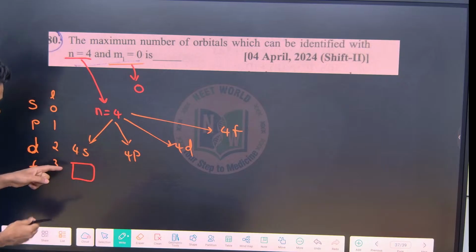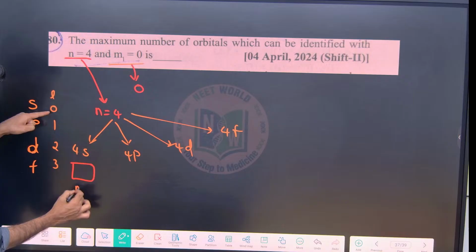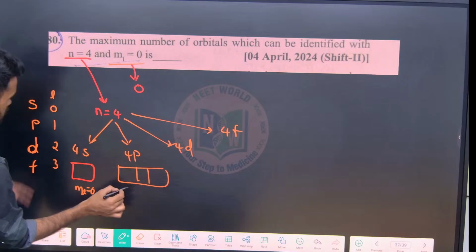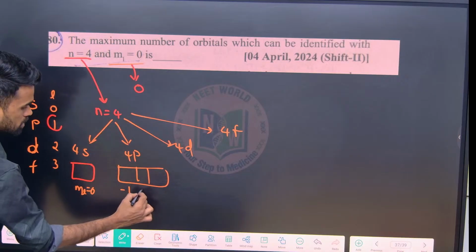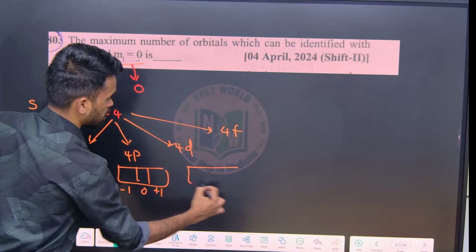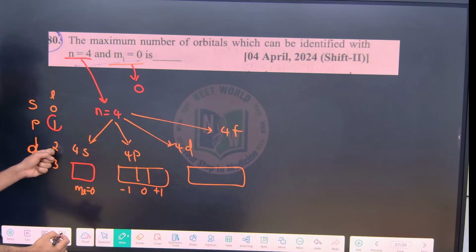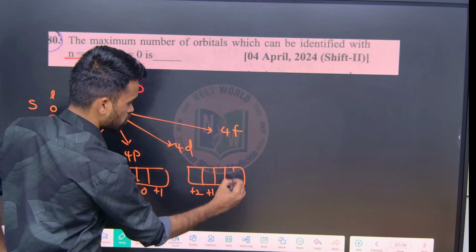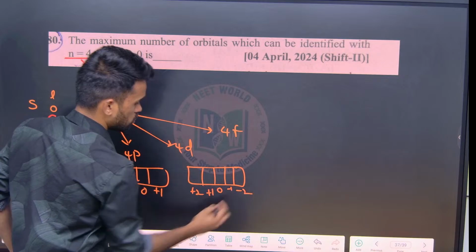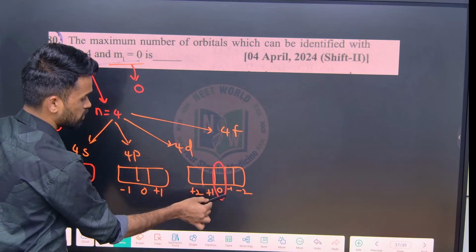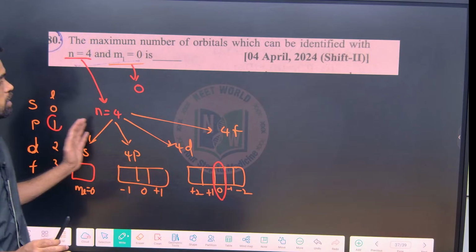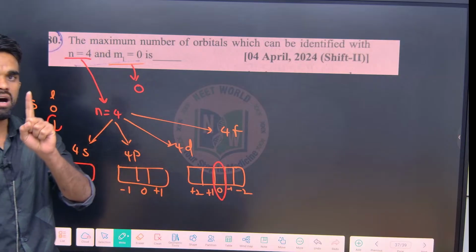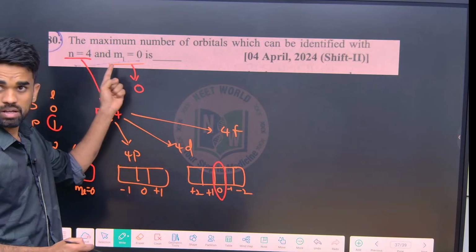So for s, l equals 0, so the ml value is also 0. For p, l equals 1, so ml will be minus 1, 0, plus 1. Similarly for d, l value is 2, so it can be plus 2, plus 1, 0, minus 1, minus 2. So what ml value do we get for the center one? 0. If you take each subshell, in each subshell there will be one orbital with ml value 0.